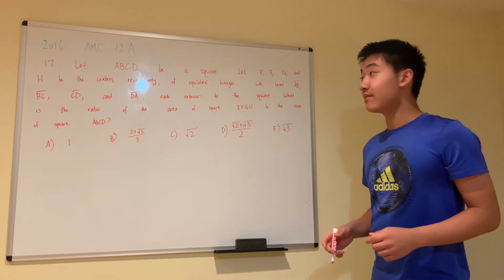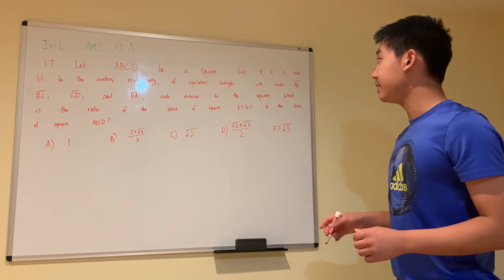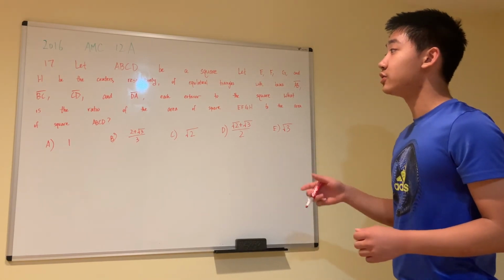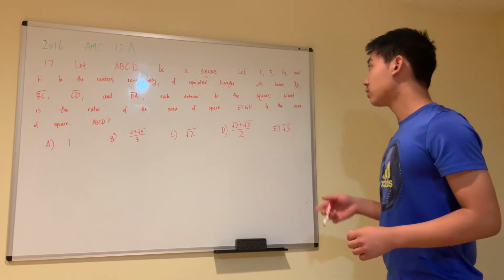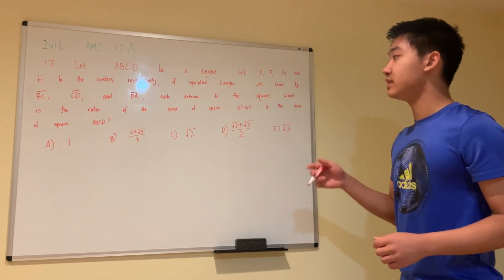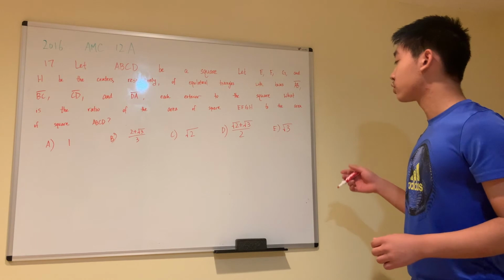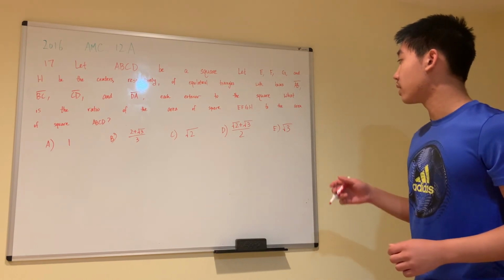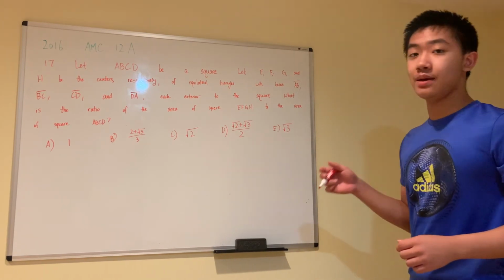So this is question number 17. It says, let ABCD be a square, let E, F, G, and H be the centers, respectively, of equilateral triangles with bases AB, BC, CD, and DA, each exterior to the square. What is the ratio of the area of square EFGH to the area of square ABCD?